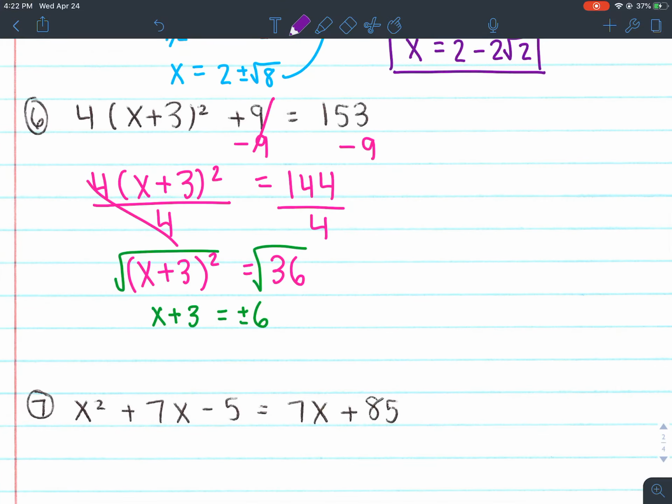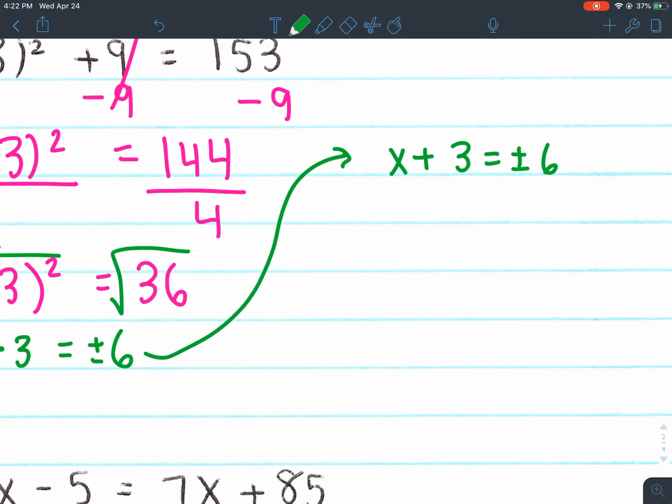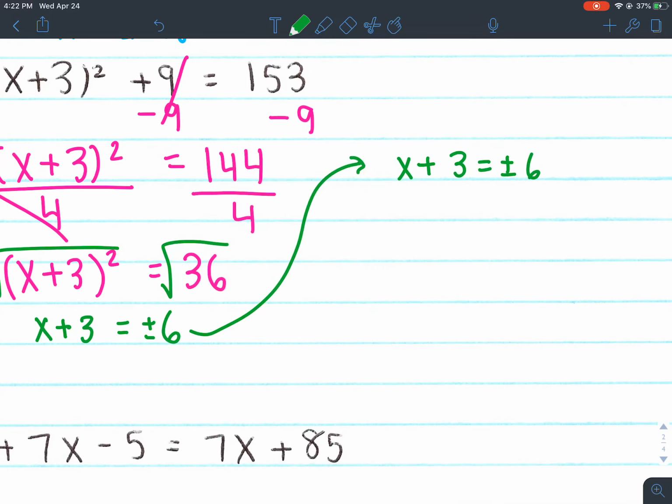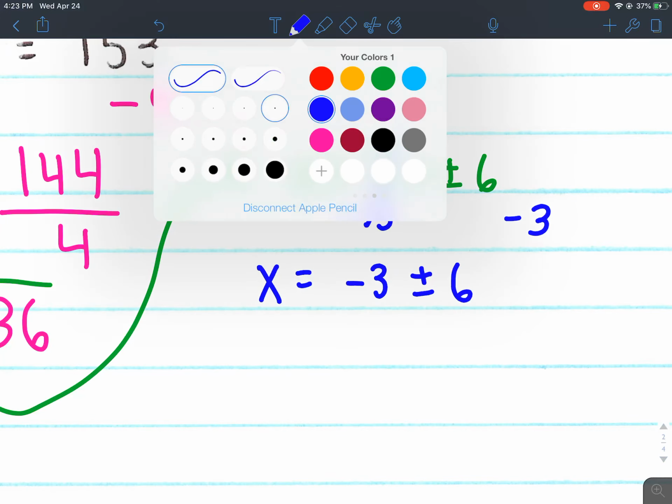Now here's the part where you need to write it twice. So let me move this over here. I have x plus... let me make this green. All right, so over here I have x plus 3 equals plus or minus 6. And then now I'm going to get x by itself because it's not by itself yet. I'm going to subtract 3 on both sides. So I have x equals, now again I'm going to put that negative 3 in the front just so it's clear to me and I get used to that habit, plus or minus 6. So all I did was write that in the front.